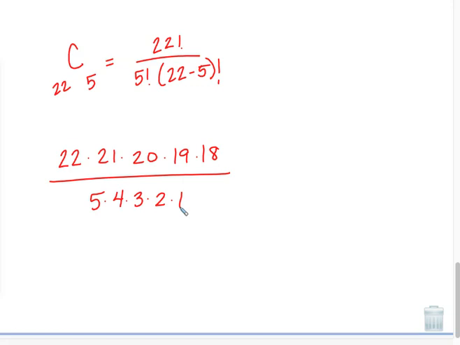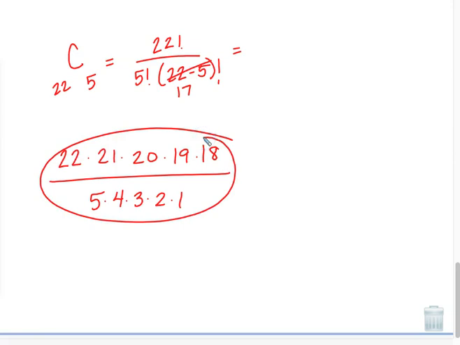If I worked this out, this would be right here the same thing, because 22 minus 5 is 17. And so the 17 down will cancel, which is how you end up with this right here, however, regardless of how you look at it. Now, if you do all that multiplication, simplify, work it out, what we get there is 26,334 different committees of 5 students that we're looking at where we're not paying attention to boys and girls.